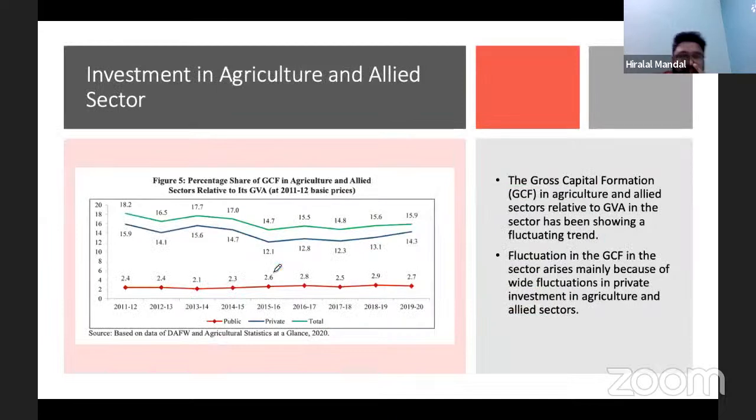Investment in agriculture. With relation to investment in agriculture, look at the gross capital formation in the agriculture sector. If you look at the total gross capital formation in agriculture, you can see that in 2011-12 it was 18.2%, whereas it is going down. So instead of increasing the gross capital formation or investment in the agriculture sector, it is going down. That's the problem.